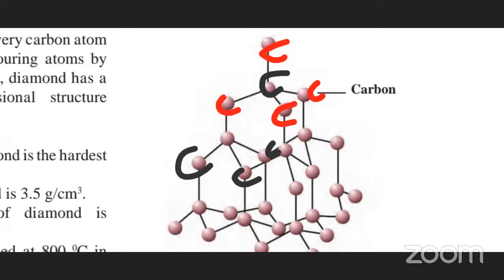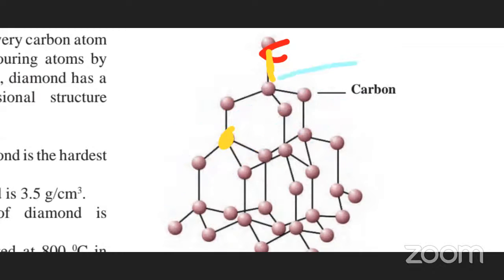If you take any carbon, suppose this carbon, it is connected to these four carbons. Select any carbon here, suppose we take this carbon. See, this carbon is connected to this carbon, this carbon, this carbon and this carbon. So you talk about any carbon: in diamond, each carbon is surrounded by four other carbons in a tetrahedral manner.